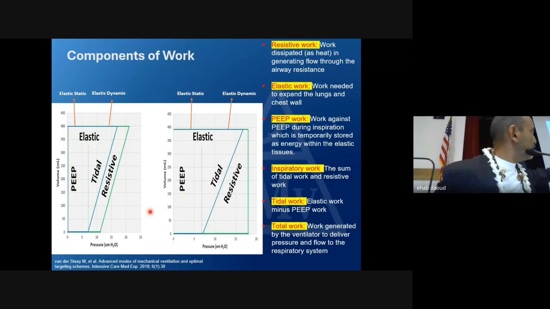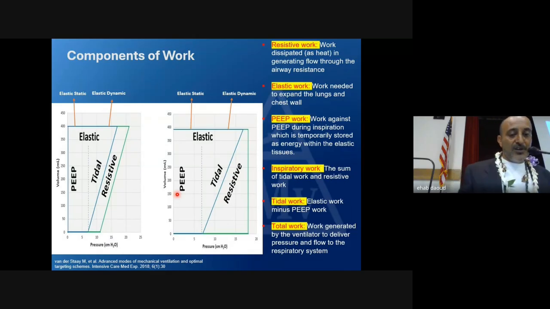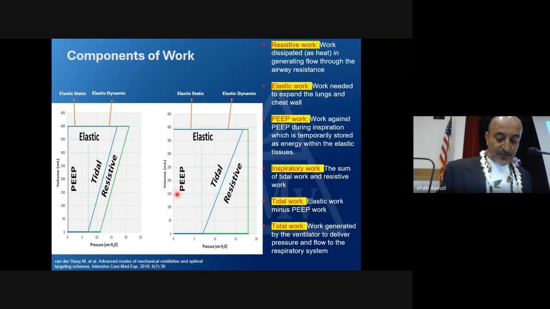Saying this, I never use volume control, so I always use pressure control. And you will ask me, if you're saying it gives higher mechanical power, why are you using it? I don't have an answer, but I have other answers.